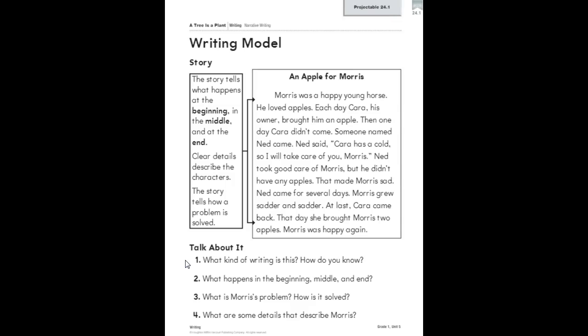I want you to pause the video and talk over these 4 questions with your learning adult. All right, so what kind of writing is it, and how do you know? What happens in the beginning, middle, and end? What is Morris's problem, and how does it get solved? And then, what are some details that describe Morris? Go ahead, pause the video, and come back when you're done talking about that.